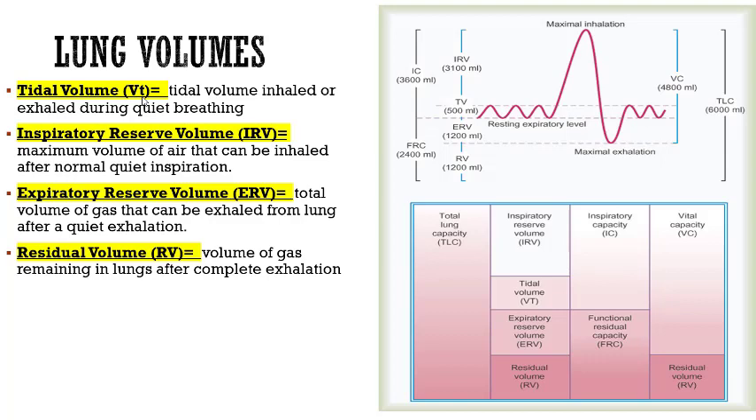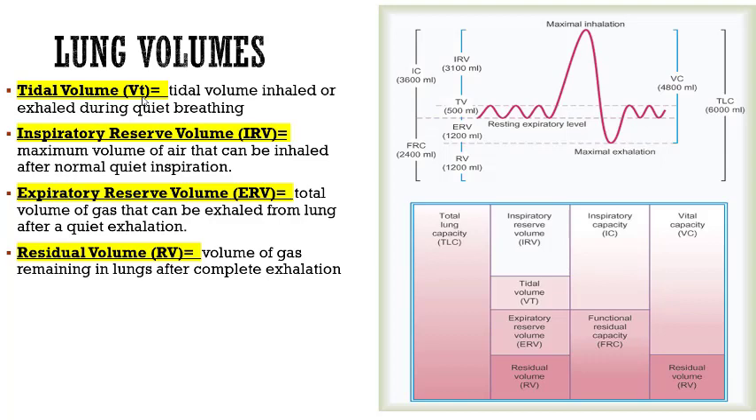So residual volume is always in your lungs. You can exhale until you pass out, and this residual volume is always going to stay in your lungs. This is the volume of air that stays in your alveoli all the time, and that volume of gas is going to exert a pressure. That pressure is called PEEP, or positive end expiratory pressure.